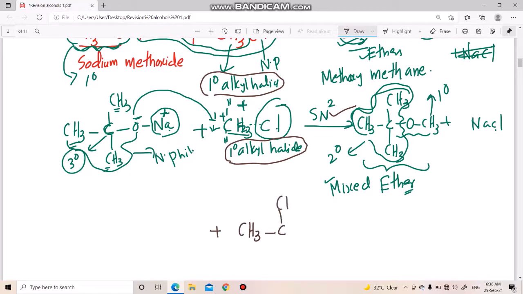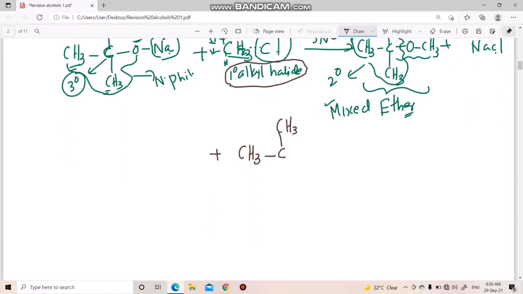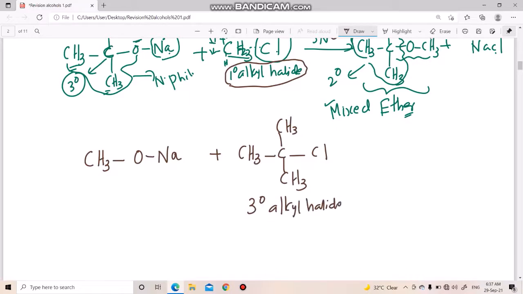CH3C, CH3, CCl. Very important, listen carefully. Cl. Okay. Then, starting we can take a simple primary sodium alkoxide. Okay. But the alkyl halide is a tertiary alkyl halide. In this case, what is the product of Williamson synthesis?